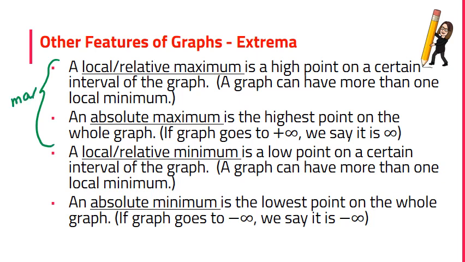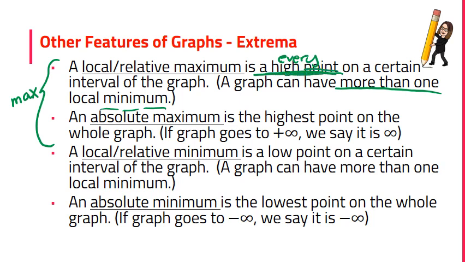Okay, a local or relative maximum is a high point on a certain interval of the graph. A graph can have more than one local maximum. Oops, sorry, that's a typo. That should say maximum right there. Okay, meaning it's every high point. If you wanted to abbreviate this, a local or relative maximum is every high point. So you can have more than one. It's every peak of a curve, every top of a mountain, however generically you want to describe that. Okay. Key thing though, they're points. So we write them as points.